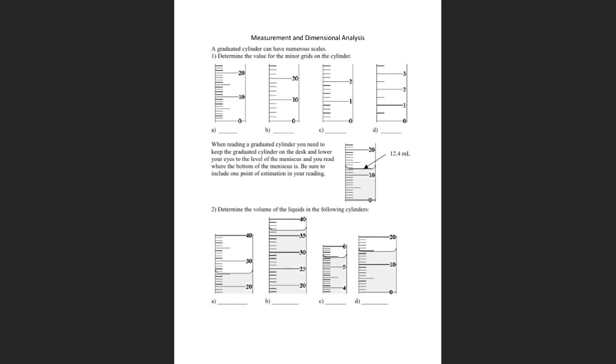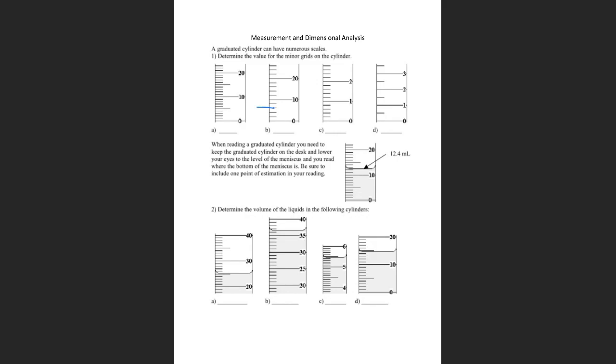So looking at the grids right here in the graduated cylinder, it says, determine the value of the minor grids on the cylinder. You have 4 different images here of 4 different cylinders. I will start with A. The most important thing here is to start with the graduations that are numbered. So start with that first. And then once you're able to see the numbered graduations, use that to estimate the ones that are not numbered. Okay? Let me see if I can zoom this a little bit more.